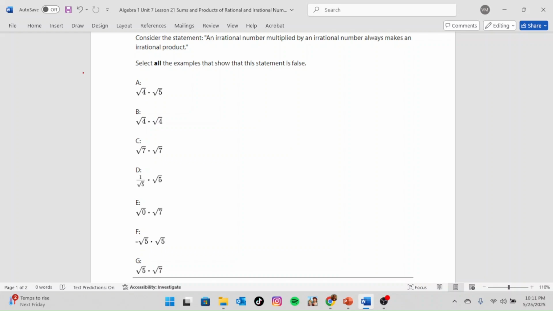So, the first thing we need to notice is that they want an irrational number multiplied by an irrational number. Well, a has square root of 4, and that is a rational number. And it's being multiplied by the square root of 5, which is irrational. So this would not prove the statement false because it doesn't fit the description given by the statement.